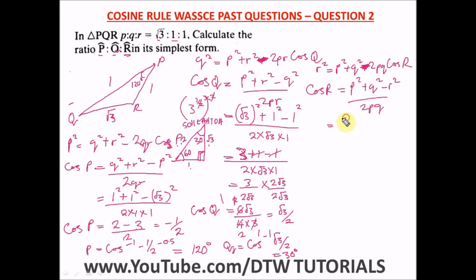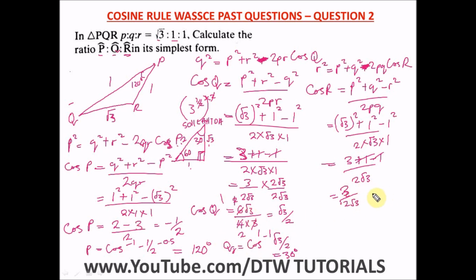So here, what do we have now? P square is root 3 square, plus Q square is 1 minus 1 square, over 2 times root 3 times 1. We're having almost the same thing as before. Root 3 square is 3, plus 1 minus 1, which gives us 0. So we have 2 over root 3, and we are left with 2 over 3, over 2 root 3.